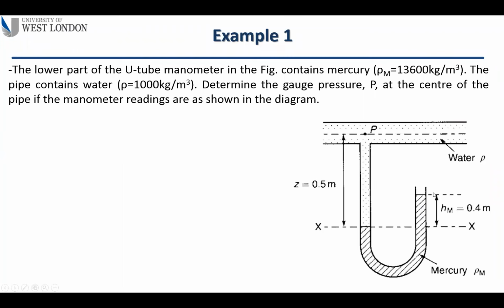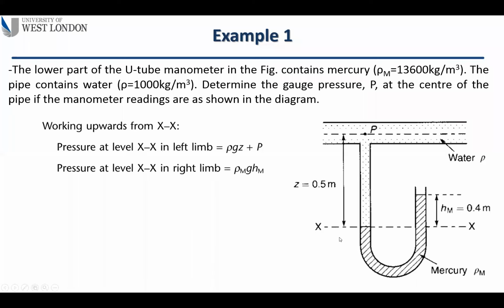So imagine the manometer reading is 0.4 meters, and the point of the separation between the water and the mercury is a distance of 0.5 meters lower than the center line of the pipe. So that's the fact. First of all, the same rule, we draw an XX line here, and we can calculate the pressure on the left limb and right limb.